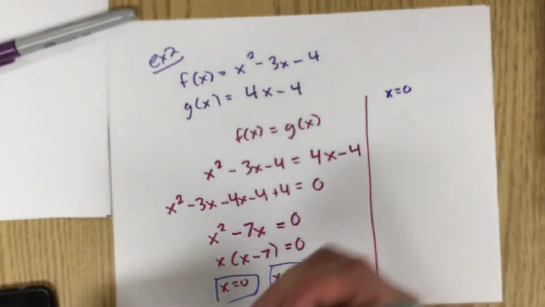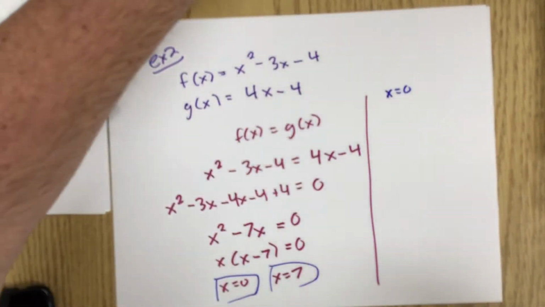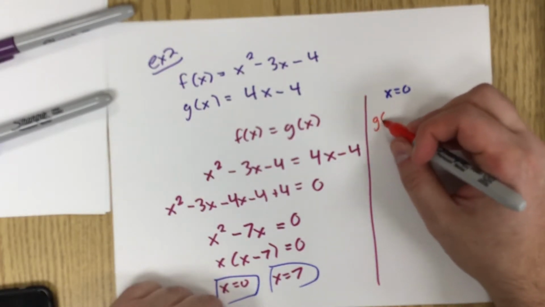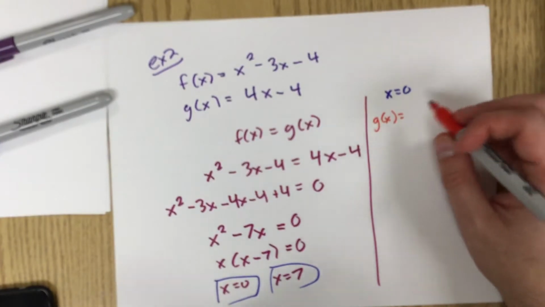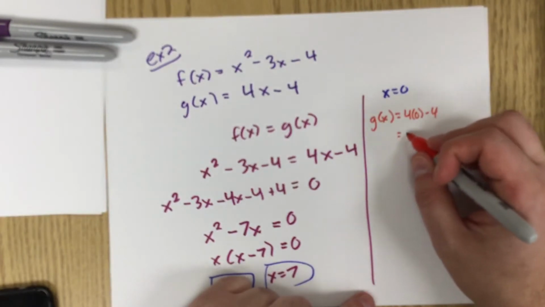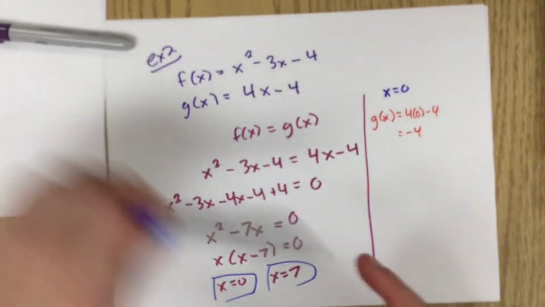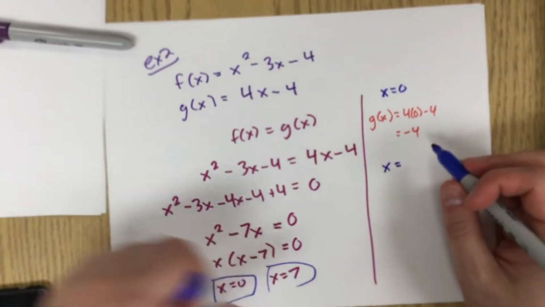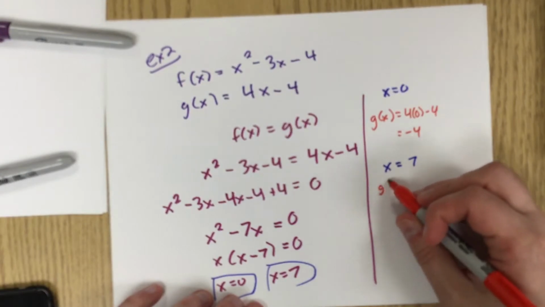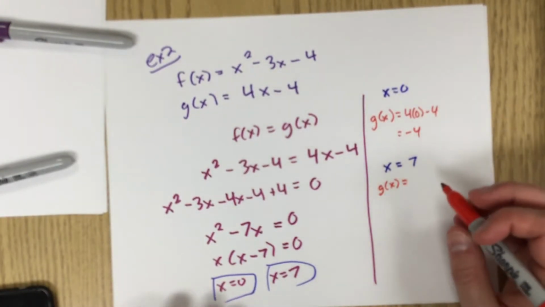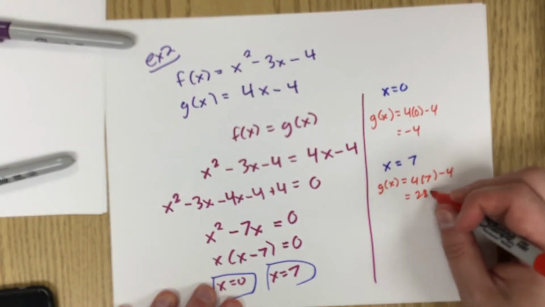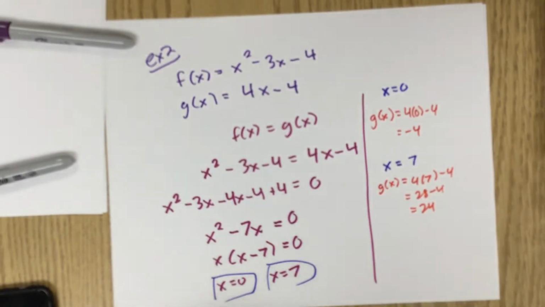So if x equals 0, I probably should not use that color again. If x equals 0, then g of x, which is going to be the same thing as f of x, is going to be 4 times 0 minus 4, which is going to be negative 4. And if x equals 7, then g of 7 is going to be equal to 4 times 7 minus 4, which is 28 minus 4, which is equal to 24.